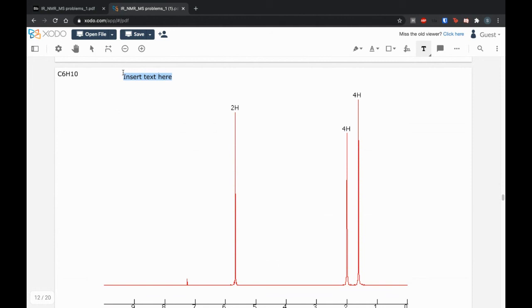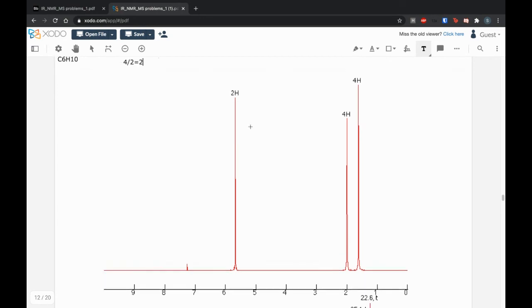So 12 plus 2, 14. 14 minus 10 equals 4. So 4 divided by 2 equals 2. So we actually have 2 degrees of unsaturation. So we could have 2 double bonds, we could have a ring or 2 rings, or 1 double bond, 1 ring. There's no carbonyls because no oxygens.